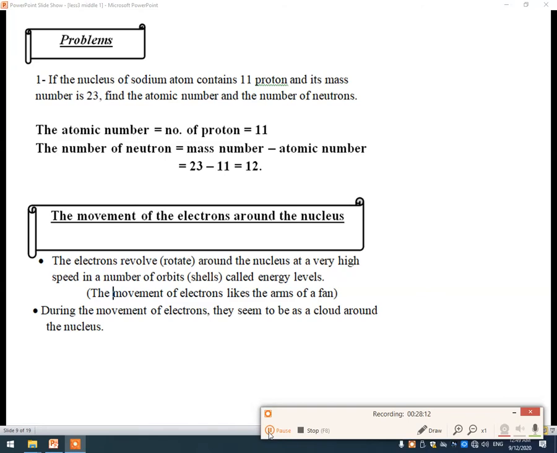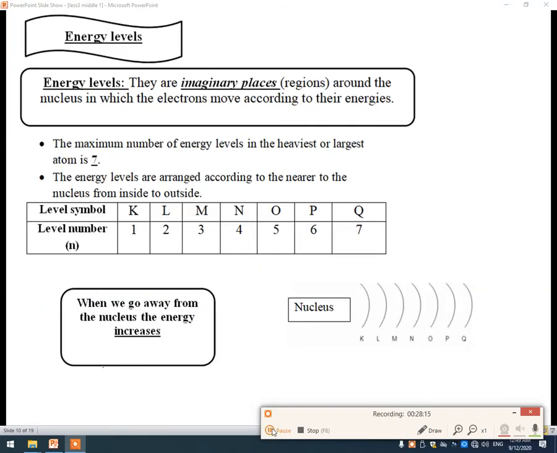Okay, now I need to talk about what is meant by energy levels. Is an energy level a real place around the nucleus? No, they are only imaginary places. We imagine them. So the energy levels are imaginary places or regions around the nucleus in which the electrons move. But take care, the electrons move in these energy levels according to their energies.